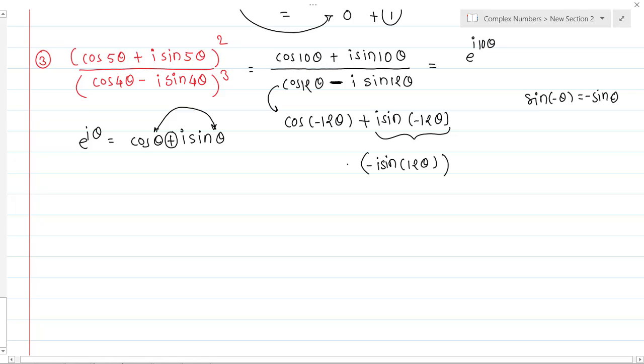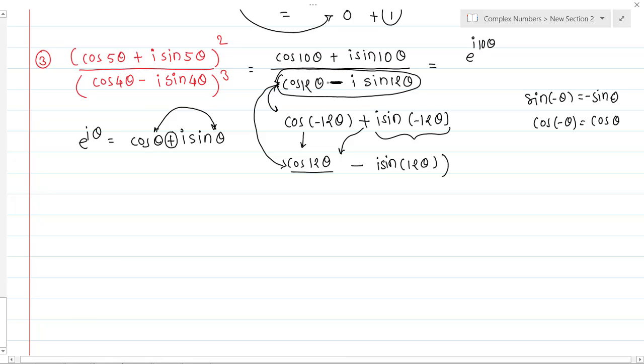And let's keep this positive as it is. What is cos of minus theta? It's cos theta only. So cos of 12 theta. See, this part and this part are the same. cos theta, and plus into minus becomes minus i sin 12 theta. So I can simply rewrite this part, that is the denominator, in this way.